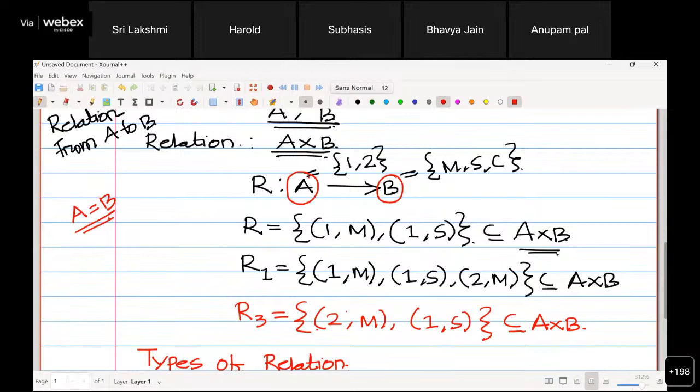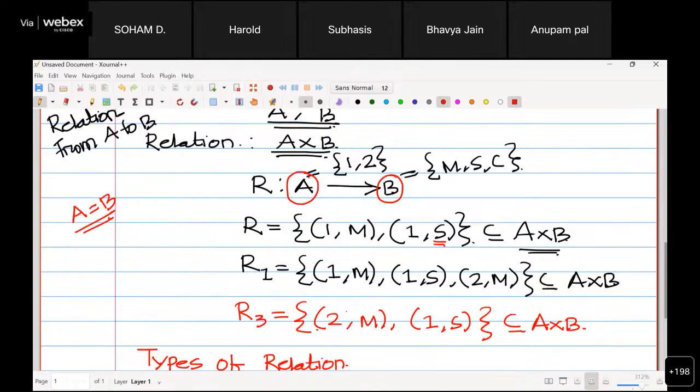Sir, here you have taken two sets in R, where 1 comma M and 1 comma S, such that A cross B. Which one? I have written 1 comma S. Then in R1 you have taken 1 comma M, 1 comma S and 2 comma M as a set.